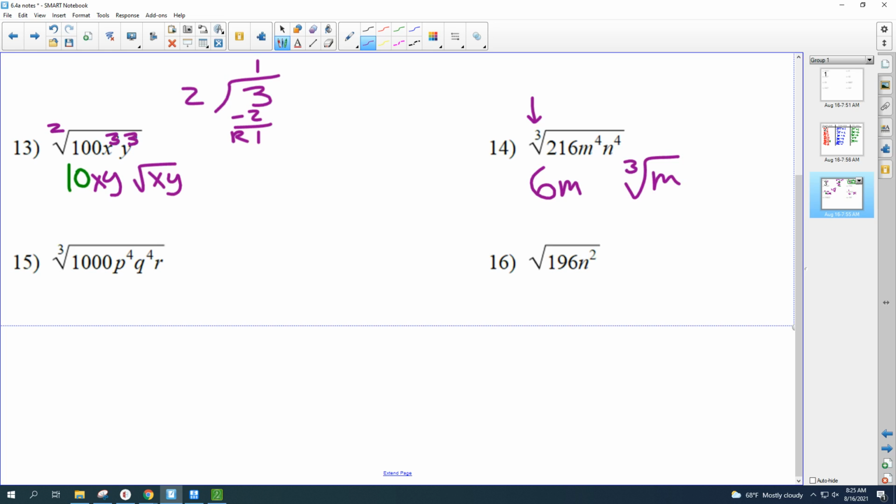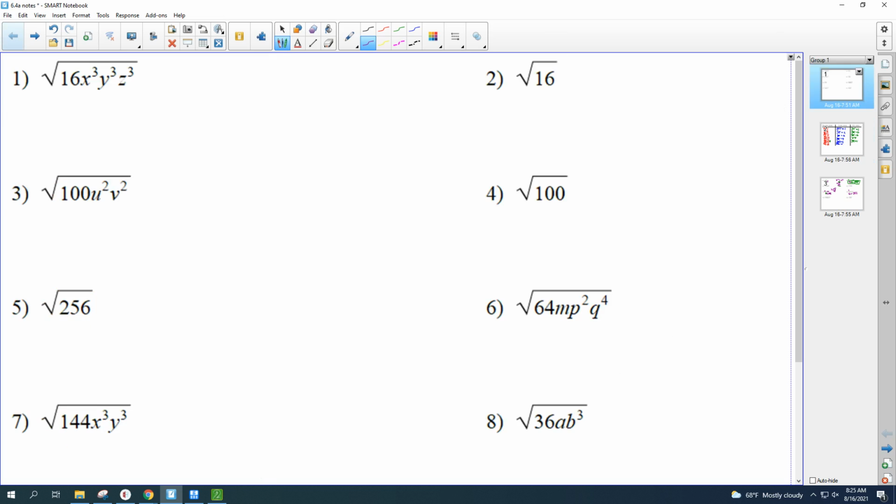Now what about the n? Same thing, right? 3 goes into 4 one time, so 1 comes out. There's 1 left over, so there's a remainder 1, so 1 has to stay in there. All right, so let me see if there's a more interesting example over here.